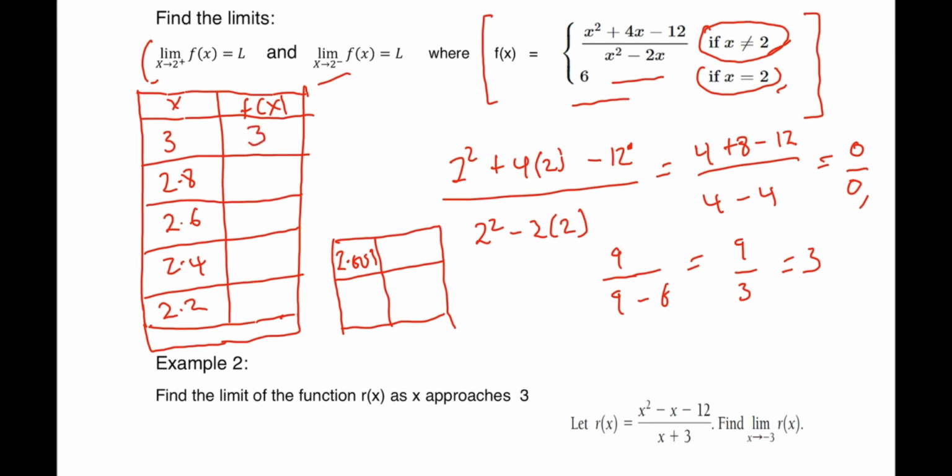At 2.8, we are going to get 3.142. At 2.6, we are going to get 3.307.